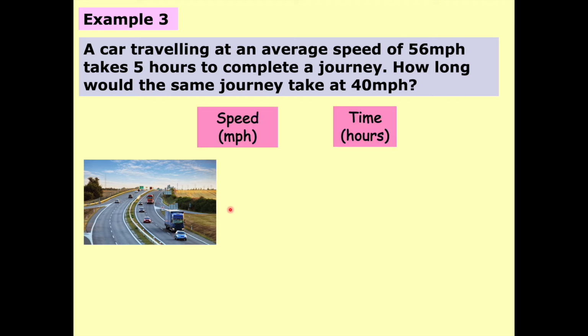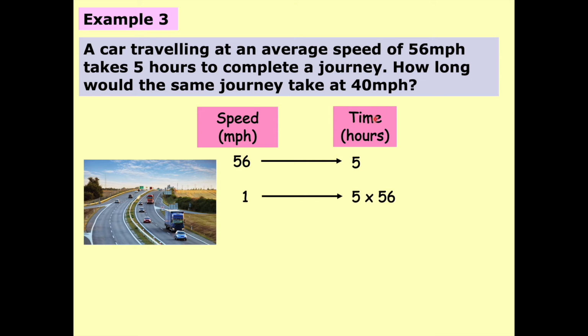So we are saying that if a car is travelling 56 miles per hour, it takes them 5 hours to complete that journey. And we eventually want to work out how long it would take them if they drove at an average speed of 40 miles per hour. So we're going to start by breaking it down into how long it would take to travel at a speed of 1 mile per hour.